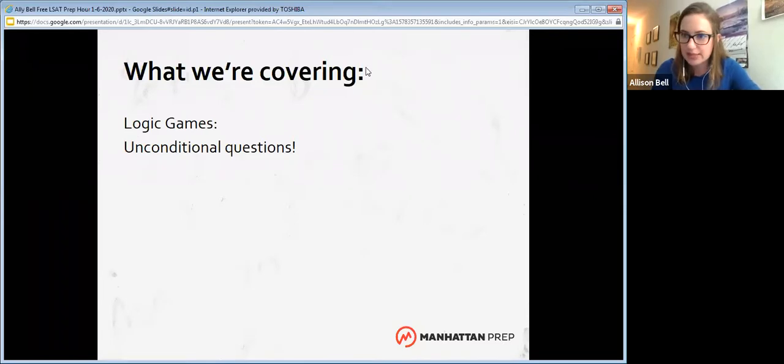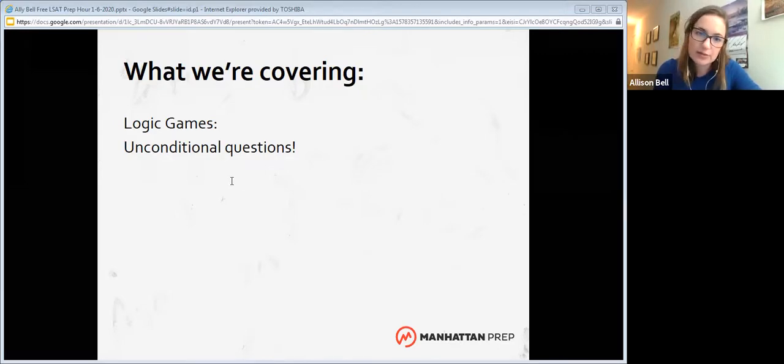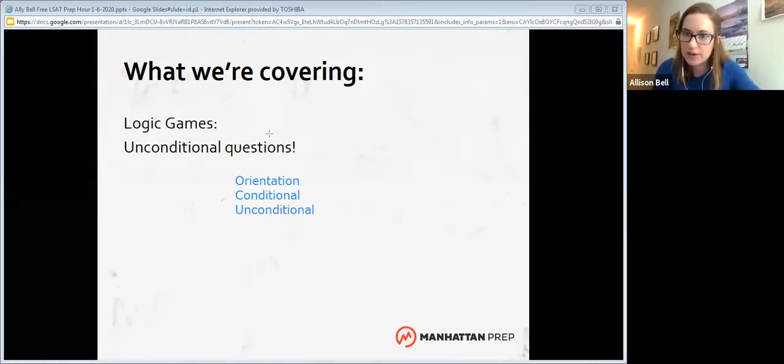I'm going to start by putting this topic in context. Within logic games, there are three major types of questions that you're going to see on any given game. They are orientation questions, conditional questions, and unconditional questions. When I say questions, I'm not talking about the game itself, the diagram that you're going to set up, the set of rules. I'm talking about the actual questions that you're going to answer in response to a particular set of rules or a particular game. Those three question types each have very distinct approaches.